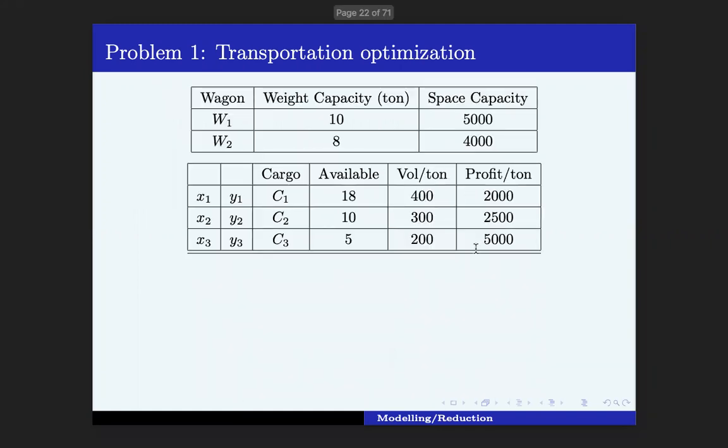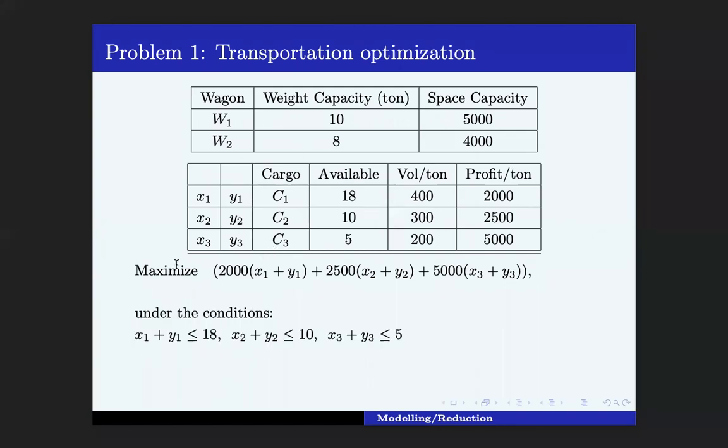Once you have that, what constraints can you state? First of all, what is the profit for us? Profit is: maximize 2000 into the amount of C1 going, so X1 plus Y1, plus 2500 into X2 plus Y2, plus 5000 into X3 plus Y3. And what are the constraints? The first constraint is that the amount of cargo available is enough. So X1 plus Y1 is less than 18, X2 plus Y2 is less than 10, X3 plus Y3 is less than 5. This is one constraint.